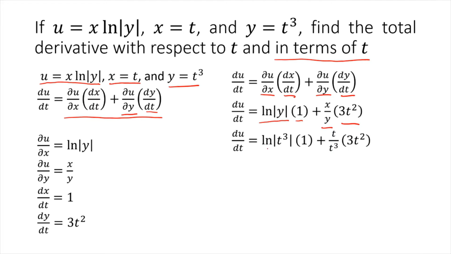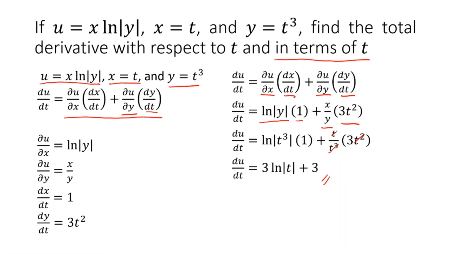For the first term, we have a logarithmic function. We can apply the power property, bringing down the exponent of the argument, in this case 3. So 3 becomes the coefficient of the logarithmic function. So we have 3 ln t, then t times t squared, that's t cubed, divided by t cubed. So it will cancel out. Therefore, we only have 3 for the second term. So overall, this is the total derivative of u with respect to t and in terms of t.